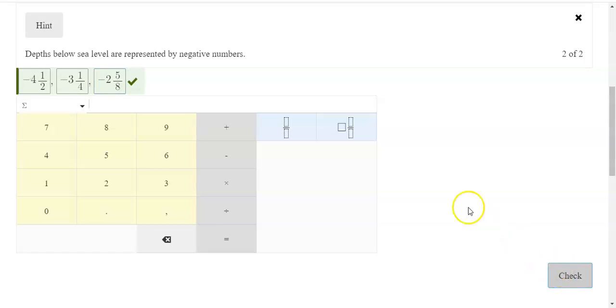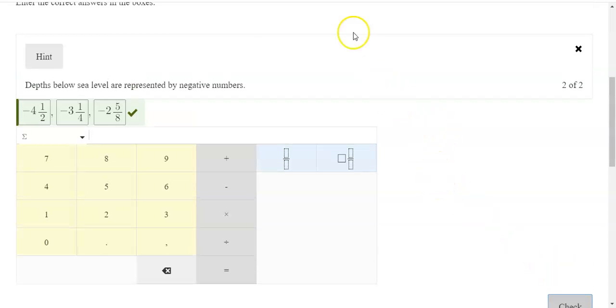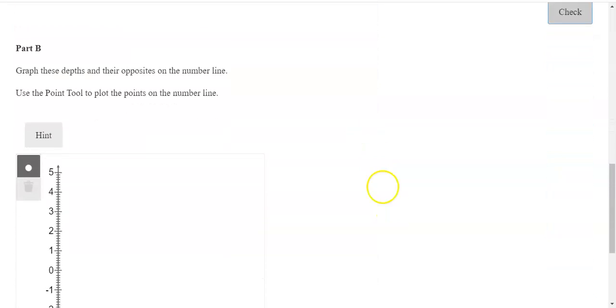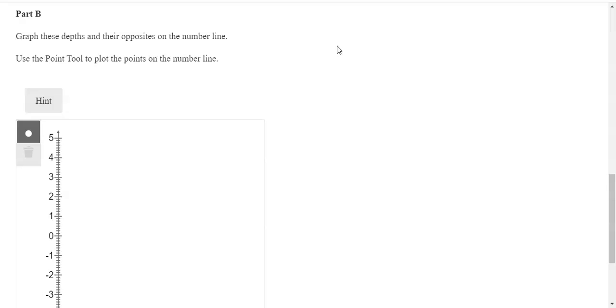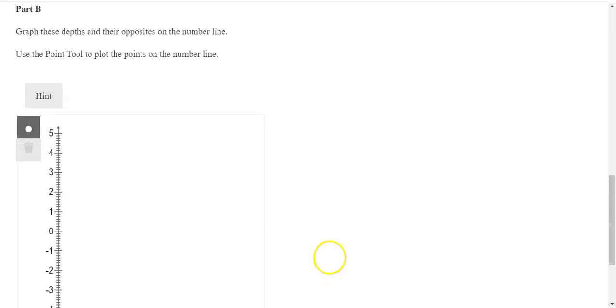Let's check that. Oh, we're good to go. Remember, the closer to 0, it needs to be on the right-hand side. The farthest away from 0 is going to be on the left-hand side. Let's look at part B. Graph these depths and their opposites on the number line. So they gave us 3 spots, 3 depths, but they're asking us to do their opposites too. So we should have 6 spots on here when we're done.